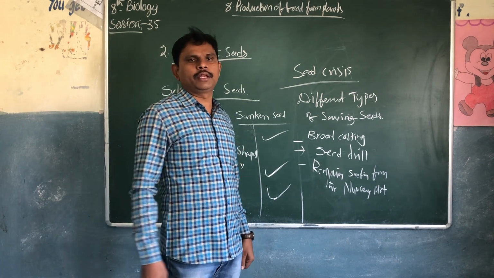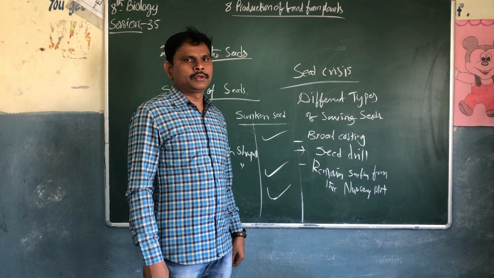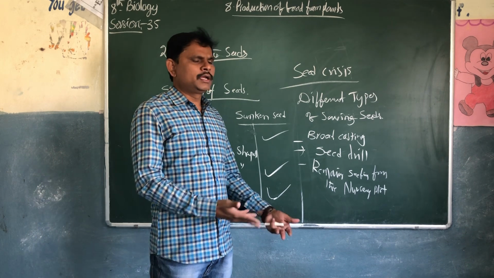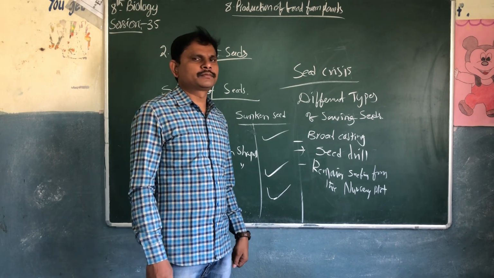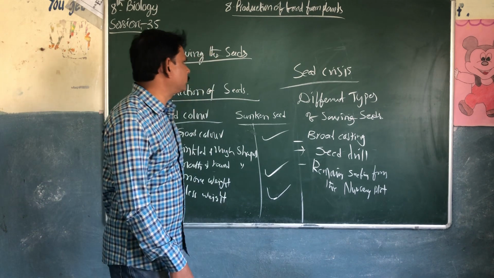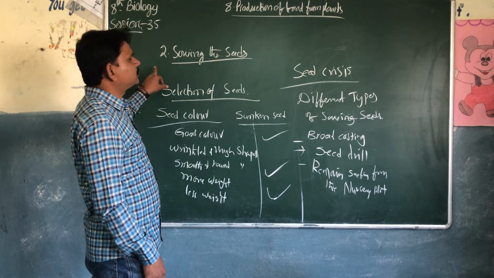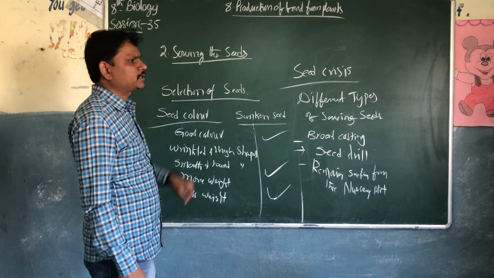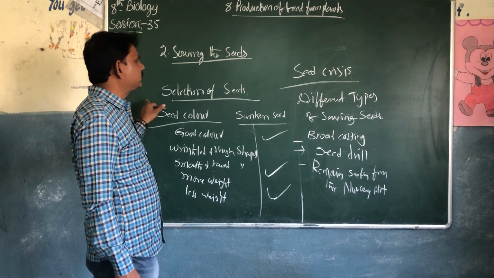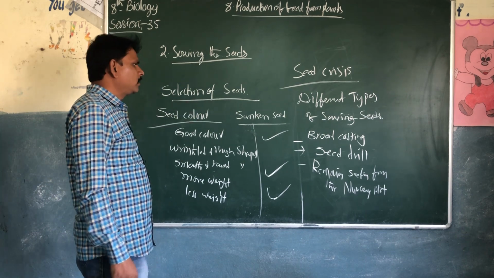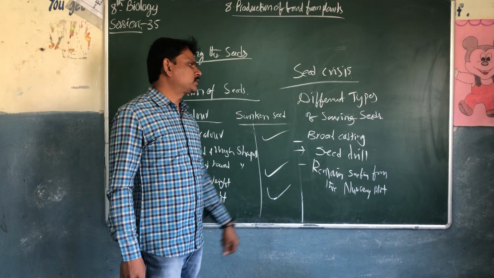Class, I think you know this very well. If you are from a village, it is very easy to understand. Just read it once and write some points about sowing of the seeds. You should write about the selection of the seeds and write the different types of sowing of the seeds.